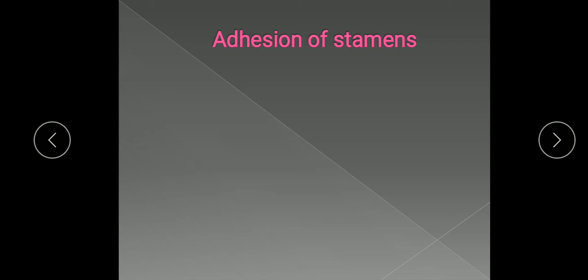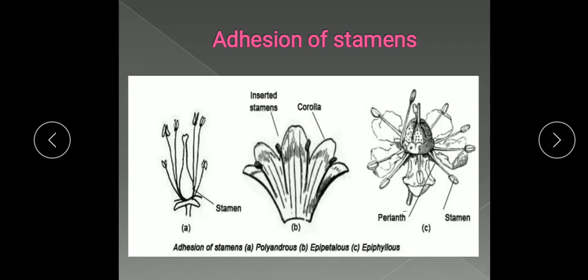Next we will study the adhesion of stamens, means attachment of stamens with the other floral whorls. So here again the different conditions are there. You just see here the polyandrous condition I was discussing previously, when the stamens are free from one another. So there is no adhesion. This condition is known as polyandrous. But when we see the adhesion, then two conditions are there, epipetalous and epiphyllous.